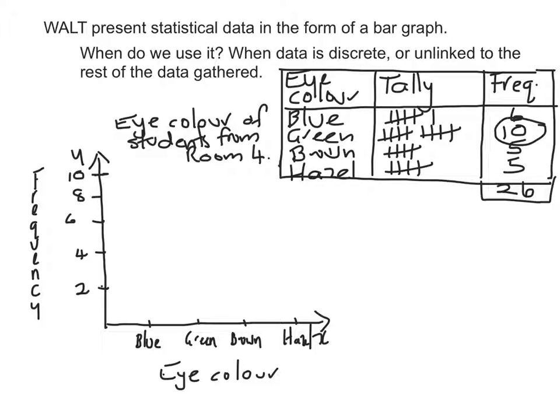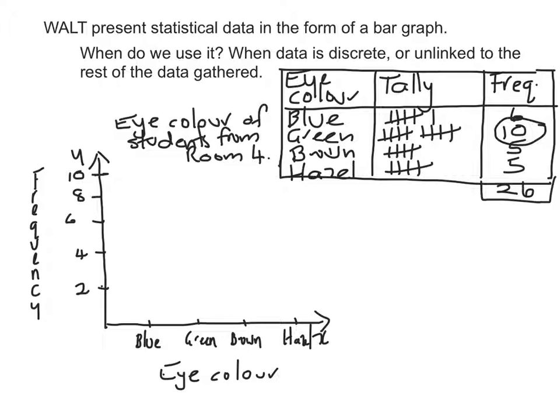Now we come to the actual recording of the data. Just as our data is discrete and unrelated to any other piece of data in our graph, so too are the bars that we draw. Our bars stay separate from any of the other bars, and this is what makes it distinct from a histogram where we have grouped data and the bars touch each other. So let's take a look.